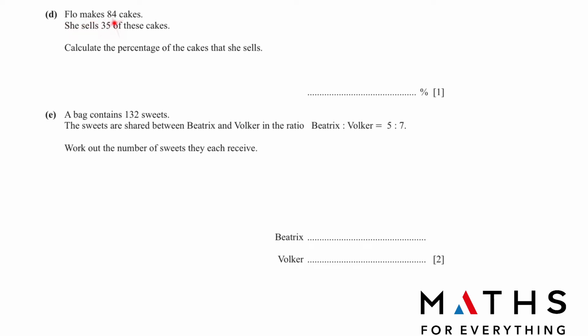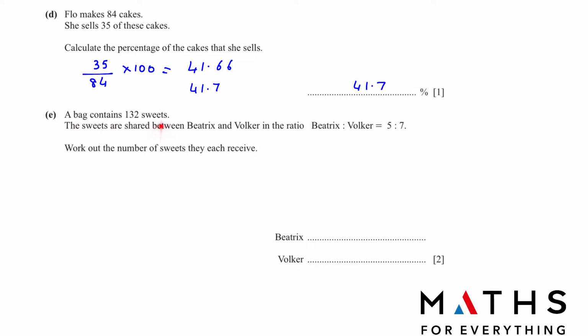Part D. Flo makes 84 cakes. She sells 35 of these cakes. Calculate the percentage of the cakes that she sells. Whenever you want to find the percentage of something, you write your favorable or whatever you're finding over the total. 35 over 84 and multiply by 100. This will give us 41.66. Round it to 1 decimal place, it will be 41.7%. You need to round it. Okay, always round it.